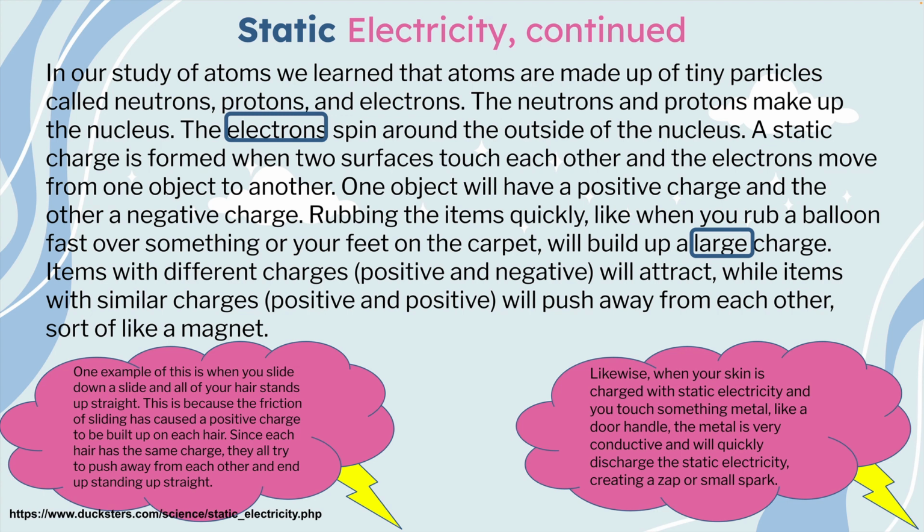One example of this is when you slide down a slide and all of your hair stands up straight. This is because the friction of sliding caused the positive charge to be built up on each hair. Since each hair has the same charge, they all try to push away from each other and end up standing up straight. Likewise, when your skin is charged with static electricity and you touch something metal, like a door handle, the metal is very conductive and will quickly discharge the static electricity, creating a zap or small spark.